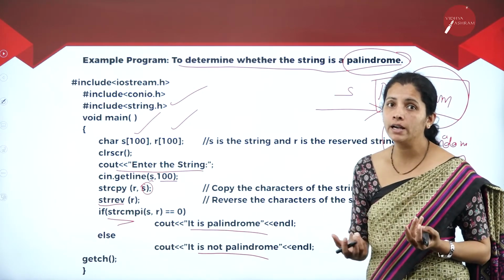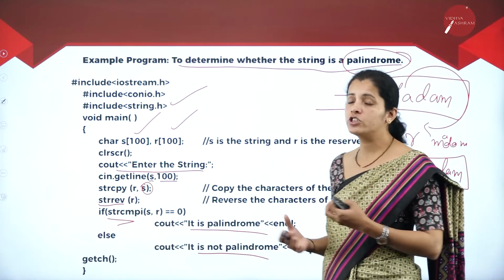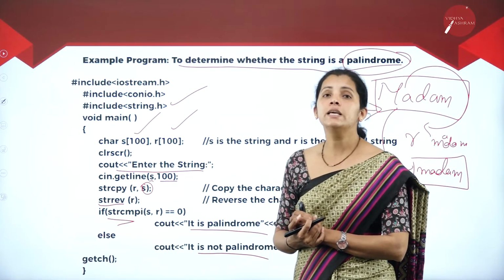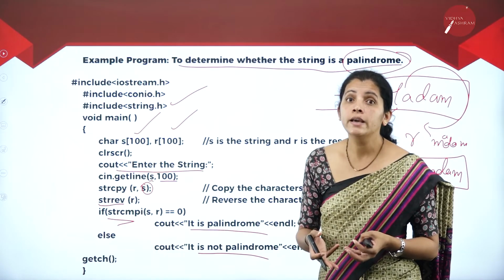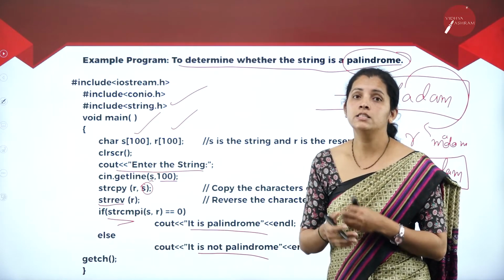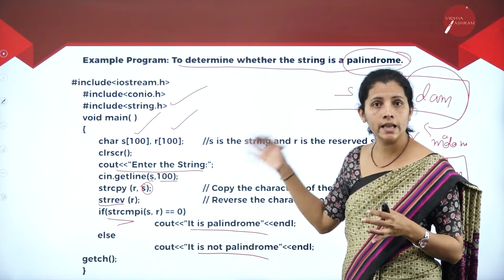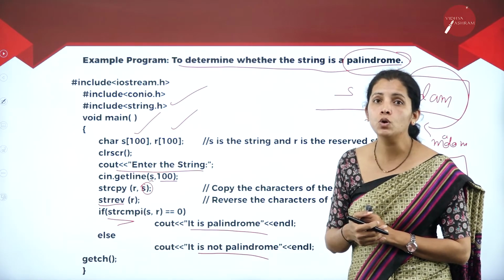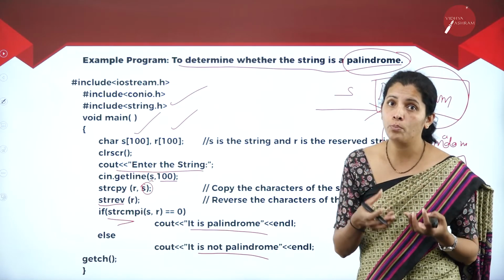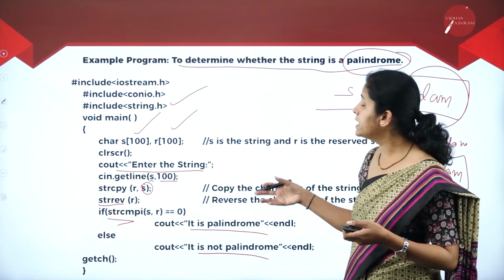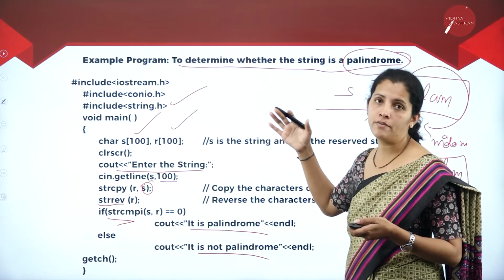So what is the advantage of having built-in functions in my program? It is very easy to write the program, and I'm going to reuse the existing things. Instead of writing the same thing again and again, I'm going to reuse the existing functions as well as properties. So these are the advantages of library functions.